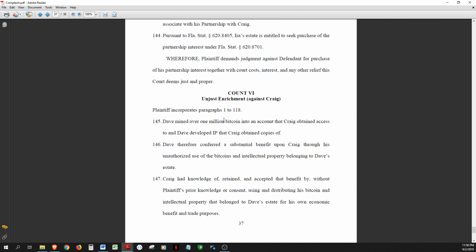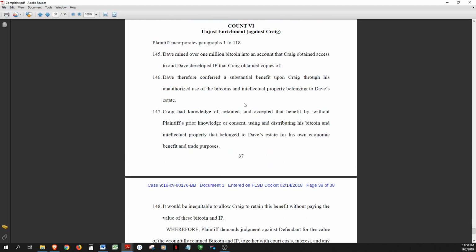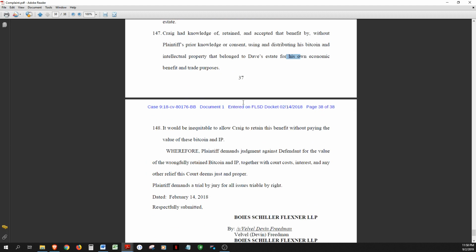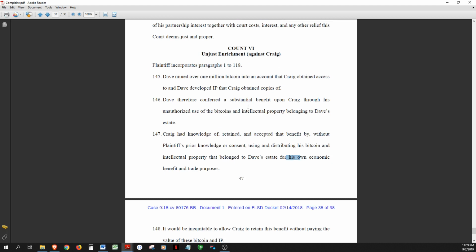Then you have unjust enrichment. We call that quasi-contract. There's no actual contract in writing. I'm not going to get into the facts of it. It's an equitable remedy. They mined the Bitcoin, that it conferred a substantial benefit, and he used that Bitcoin for his own economic and trade purposes. We call that a contract implied in law, basically. So there wasn't anything in writing, in fact, but for all intents and purposes, you were doing something, and so they'll say, okay, well, you've been unjustly enriched. It's when there's no breach of contract claim available you sue for an unjust enrichment.